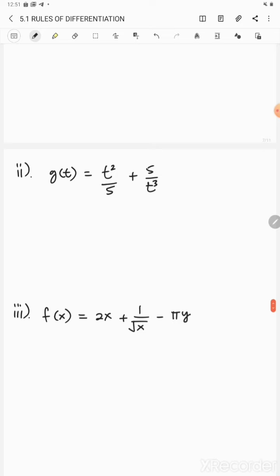Second question we have here. Remember we have a fraction. When we have a fraction, t must be at the numerator.